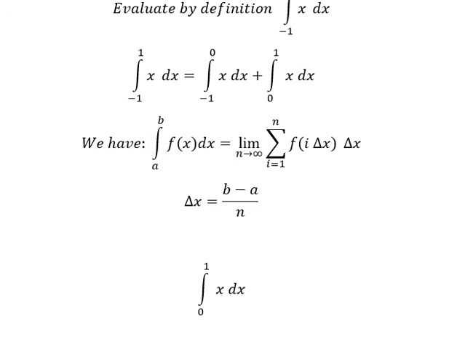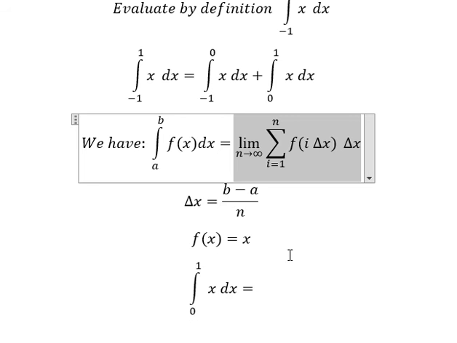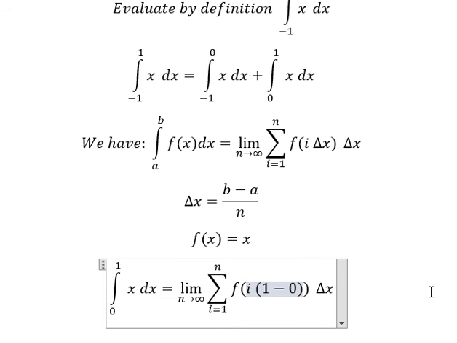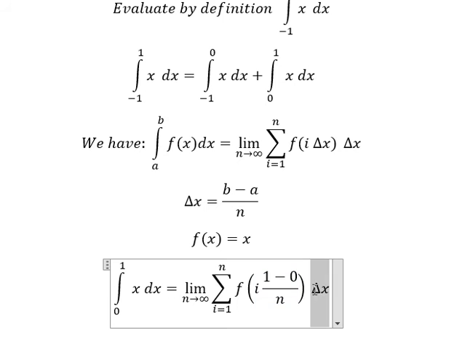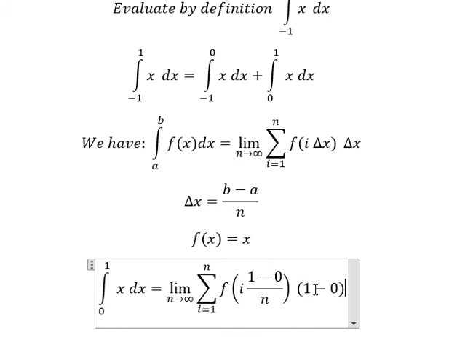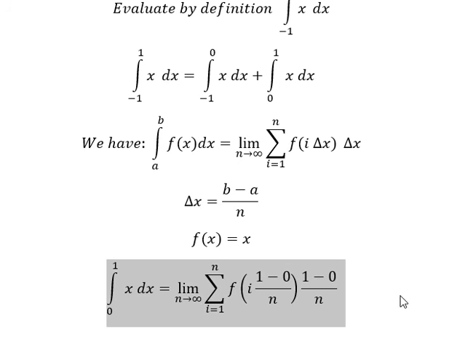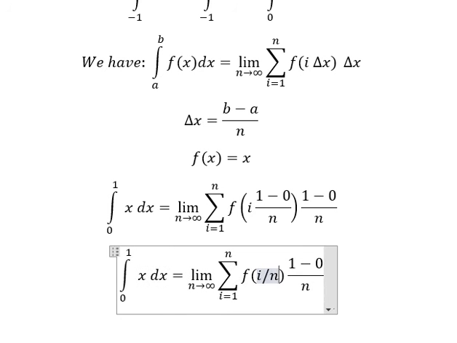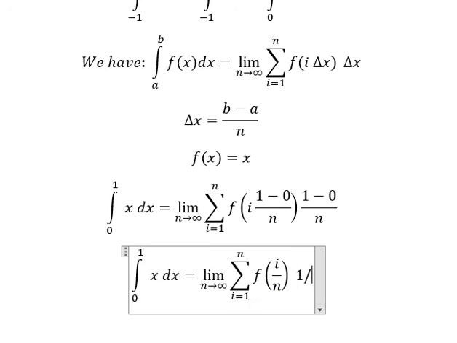So the function in here equals x. If we use the definition, delta x is (b minus a) over n. So that is (1 minus 0) divided by n. Similar for this one, we have i over n, and this is 1 over n.